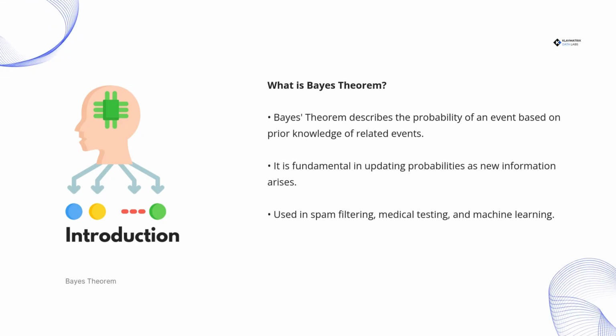Let's dive into Bayes' theorem. It helps us update our beliefs when we get new information. This concept is widely used in fields like spam detection, medical diagnosis, and machine learning. Let's explore its significance and how it works.